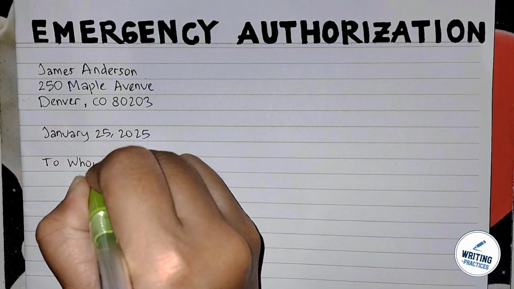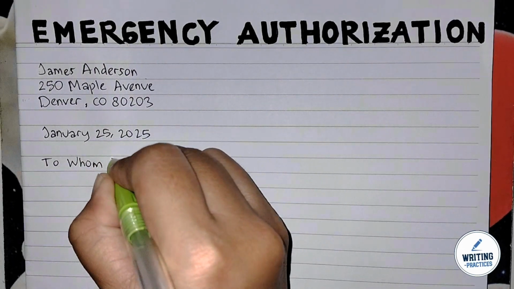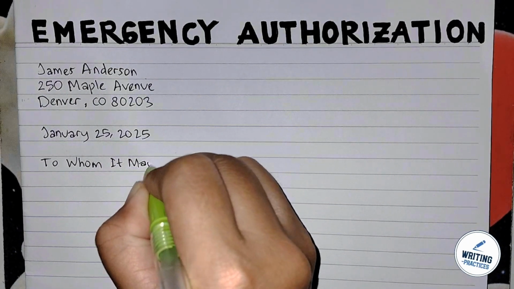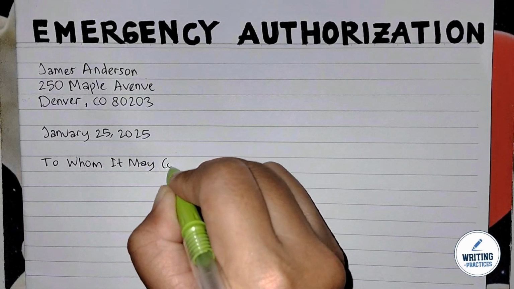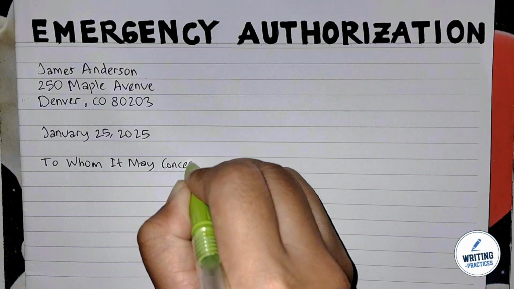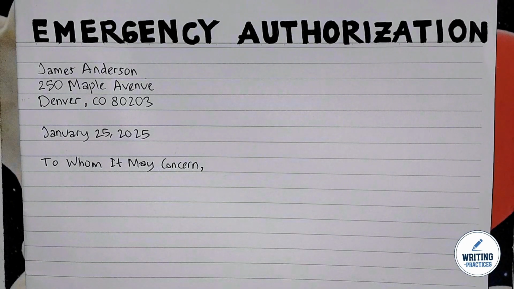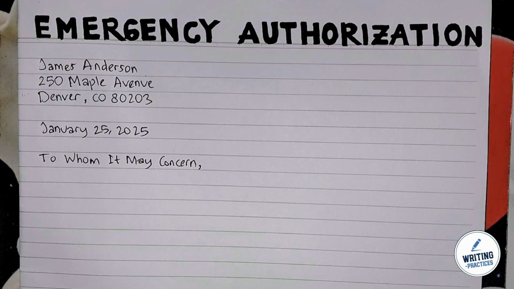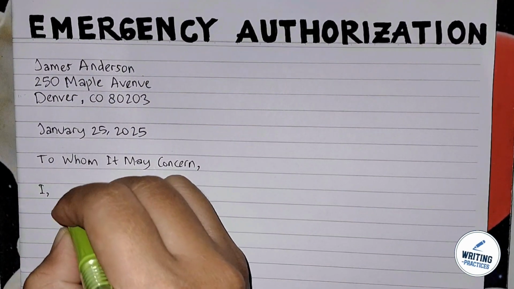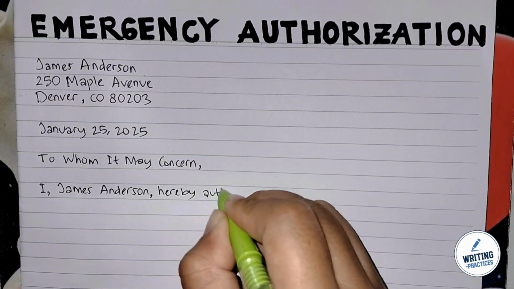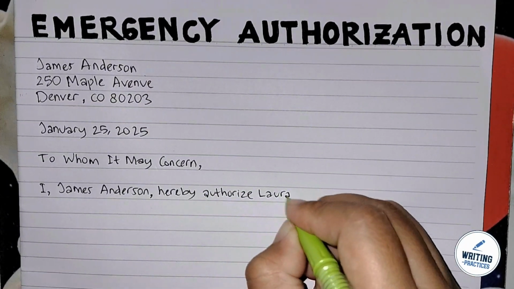Since you have no idea about the recipient, you may directly write a formal salutation. It should address the intended recipients of the letter. You may simply write, "To whom it may concern," as the letter may be shown to multiple parties, such as medical staff, insurance agents, and so on. In paragraph 1, write the main authorization statement. Here, this section outlines the scope of the authorization.